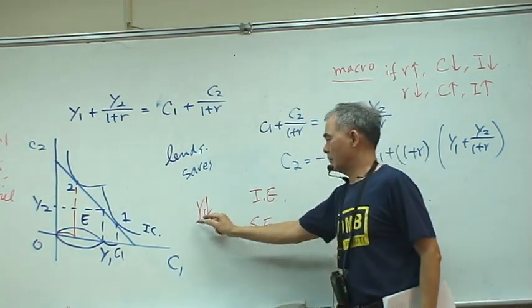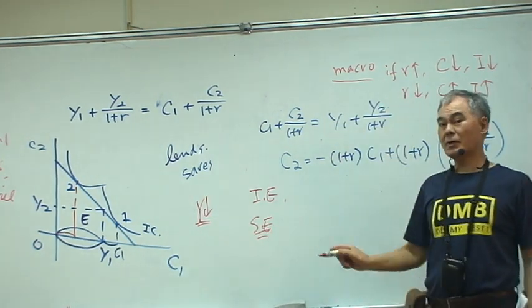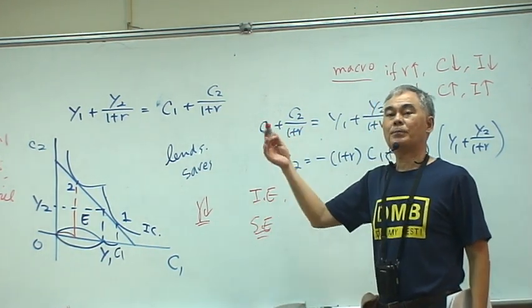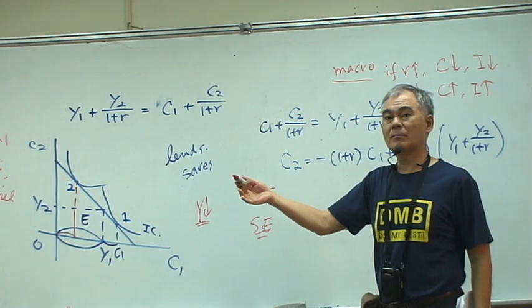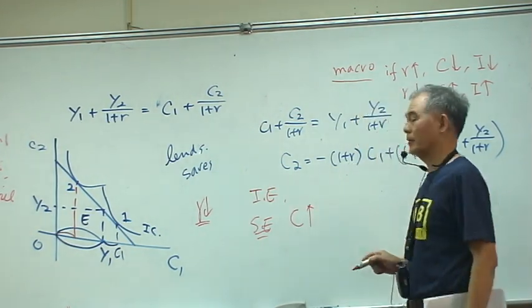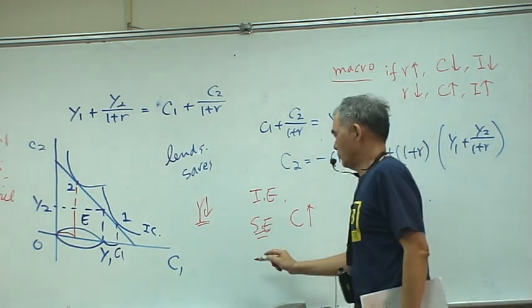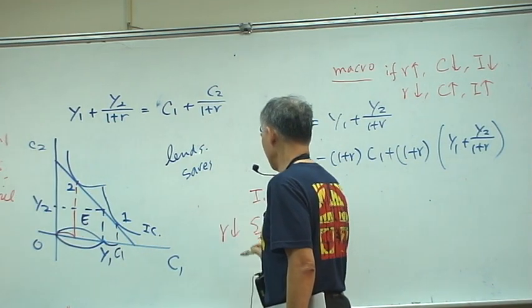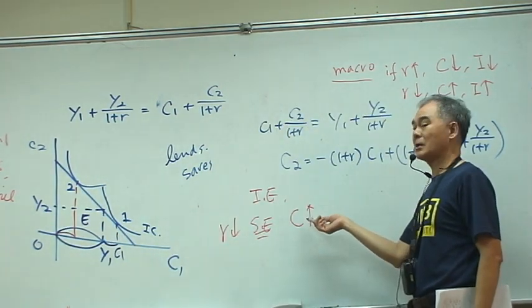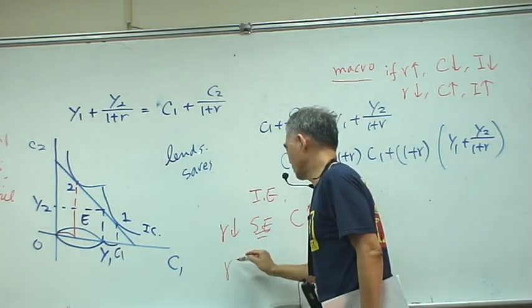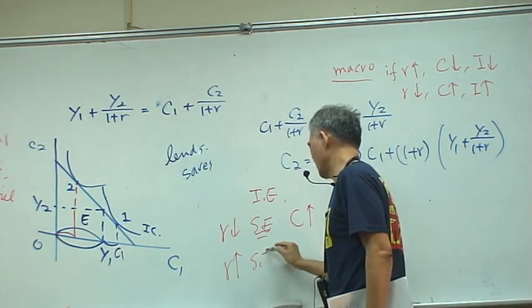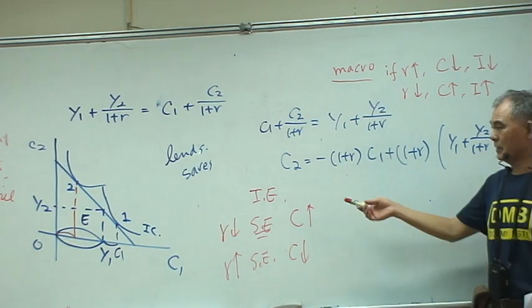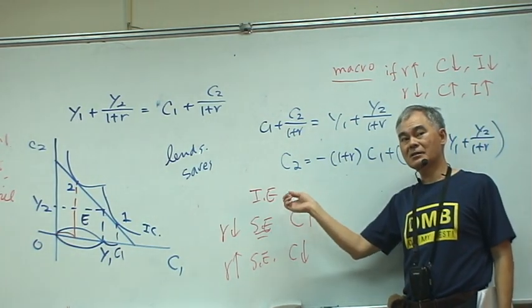Let us say the interest rate goes down. For the substitution effect, you pay less to borrow money, so consumption will go up. If the interest rate goes down, substitution effect, consumption goes up. And if the interest rate goes up, substitution effect, then consumption will go down. The only difference is the income effect.